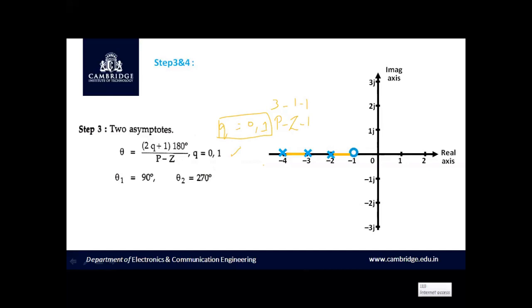When substituting for q equal to 0 in this expression, theta will be equal to 180 degree divided by 3 minus 1. That is 180 degree divided by 2. Therefore, theta 1 will be equal to 90 degree. Substituting for q equal to 1, theta 2 will be equal to (2 plus 1), 3 into 180 degree divided by 2. Therefore, theta 2 will be equal to 270 degree.